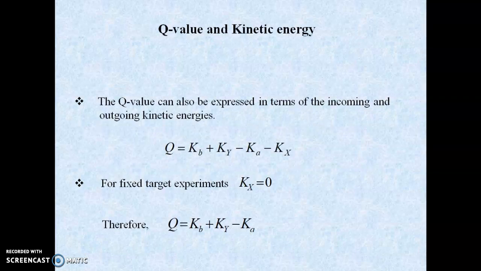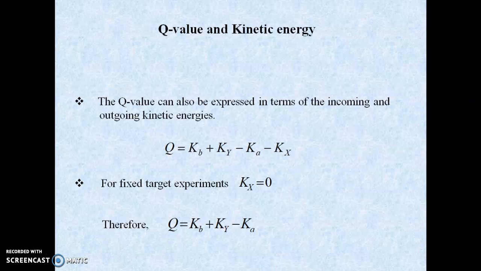So the Q value can also be calculated in terms of kinetic energy from this equation. The Q value expressed in the incoming and outgoing kinetic energies: Q is equal to Kb plus Ky minus Ka minus Kx, where Kb is the kinetic energy of the emitted particle, Ky the kinetic energy of the product nucleus, Ka the kinetic energy of the projectile and Kx the kinetic energy of the target nucleus.